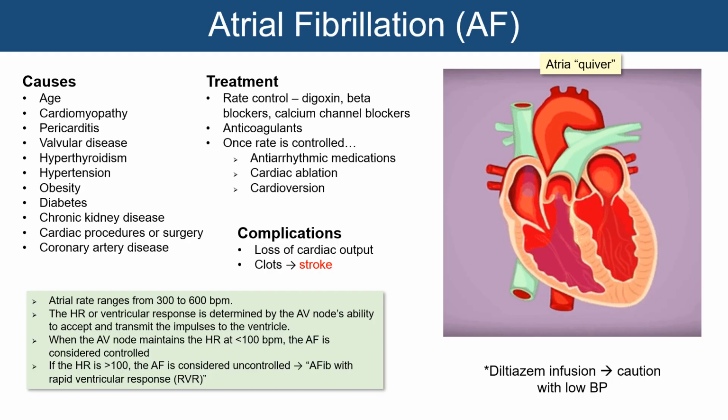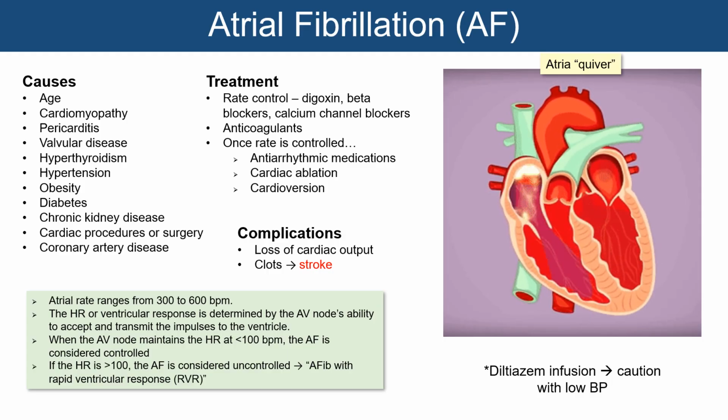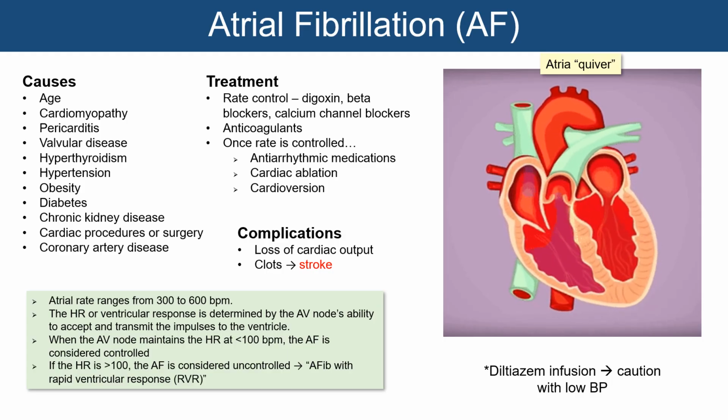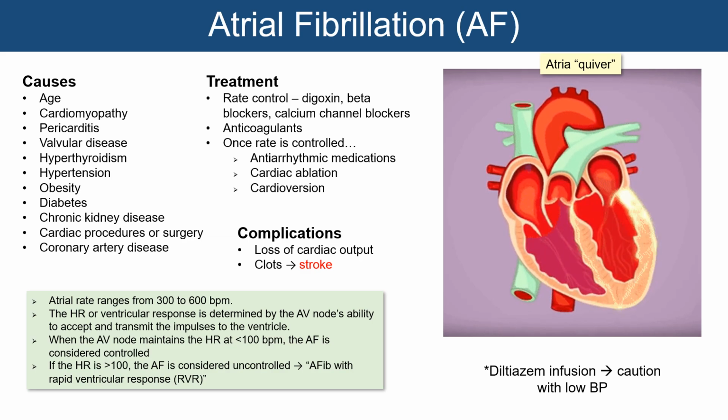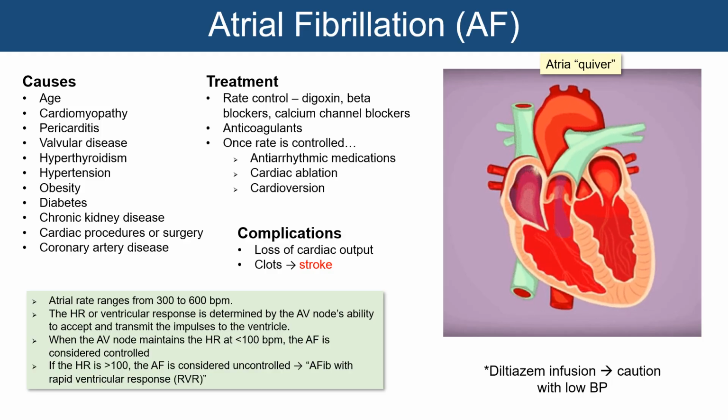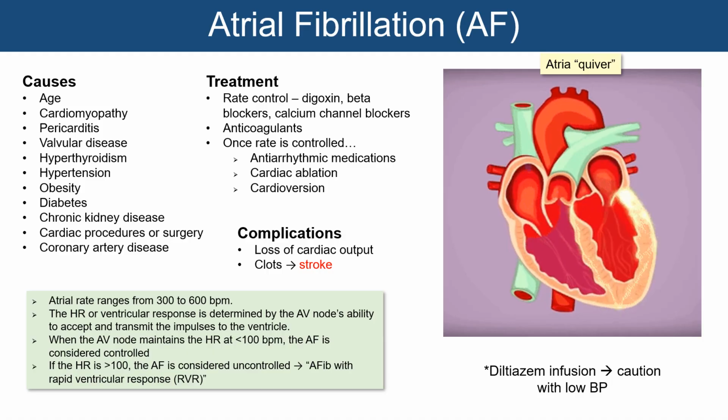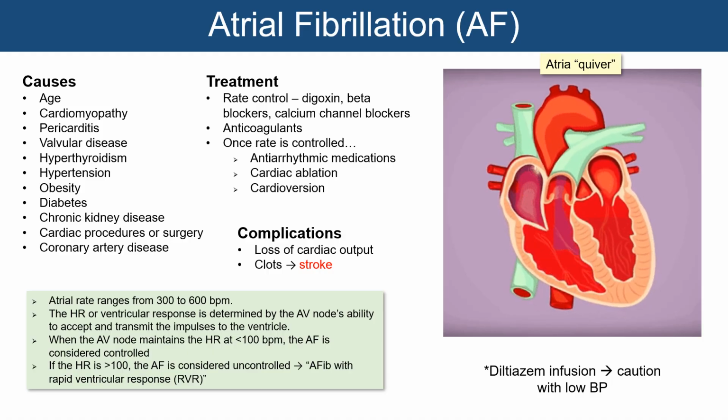So the heart rate or ventricular response is determined by the AV node's ability to accept and transmit the impulses to the ventricle. So that's why we said that there's something wrong with that AV node. It's not able to slow down that rate as it should. So again, if the heart rate is above 100, then we consider that uncontrolled AFib. Okay, uncontrolled AFib with RVR.